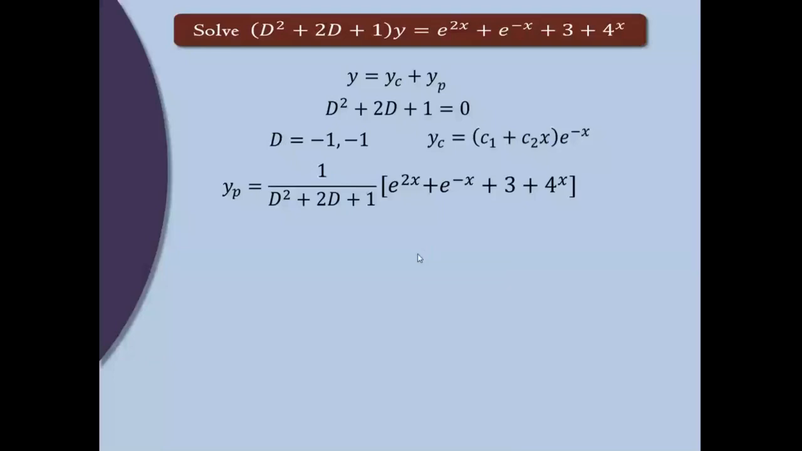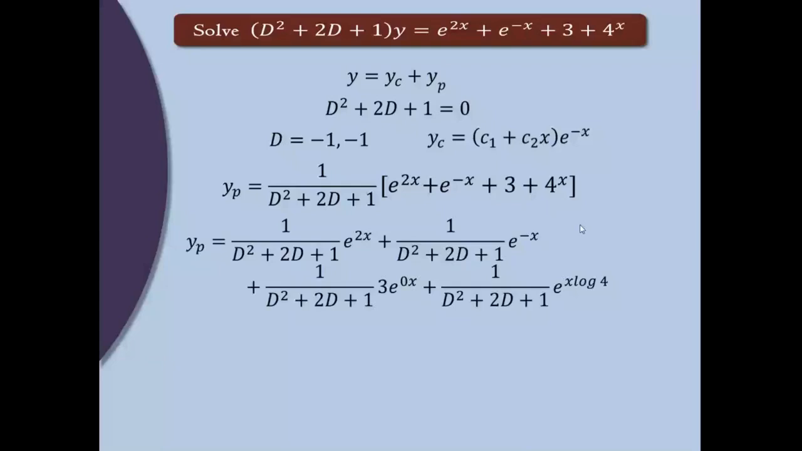But we know the shortcut method for e raised to ax. This is in that form. This is also in that form. A is minus 1. A is 2 here. A constant term we can write as constant into e raised to 0x. A raised to x we can write as e raised to x log a. So for this we can use the shortcut method. First apply this separately on each term and convert this into standard form. So separating it, applying this on e raised to 2x, e raised to minus x, 3 into e raised to 0x, and this is e raised to x log 4.